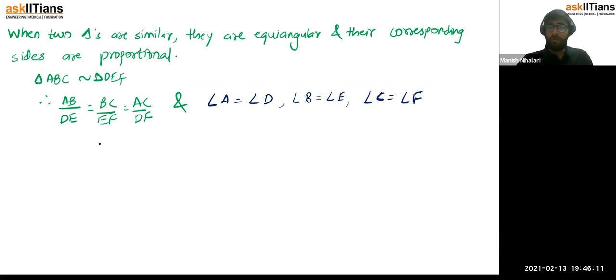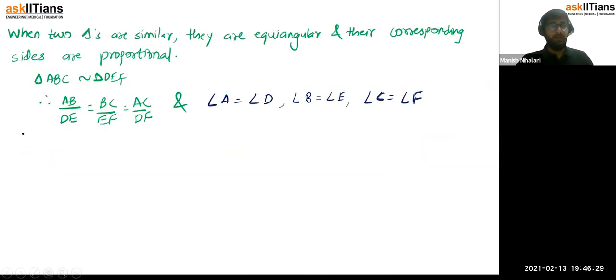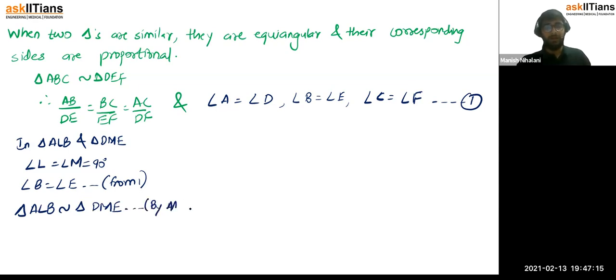Now we would talk about the smaller triangles. So let's see which are the smaller triangles. You can see that we have drawn perpendiculars AL and DM. Those two perpendiculars divide the bigger triangles into two smaller triangles, right? So in triangle ALB and triangle DME, we know angle L equal to angle M equal to 90 degrees. Also we have angle B equal to angle E from equation 1. So triangle ALB is similar to triangle DME by which test? Absolutely correct, by AA test, right?